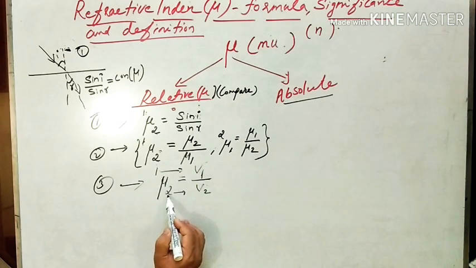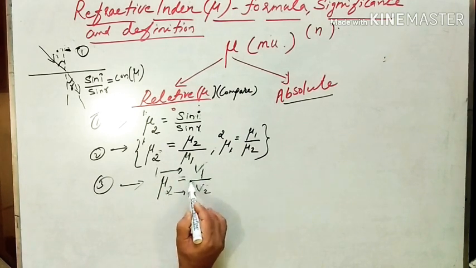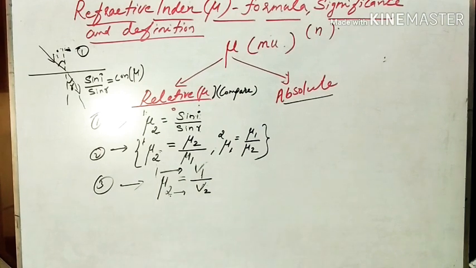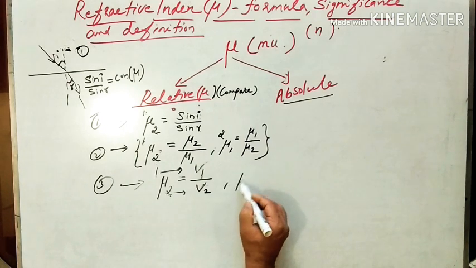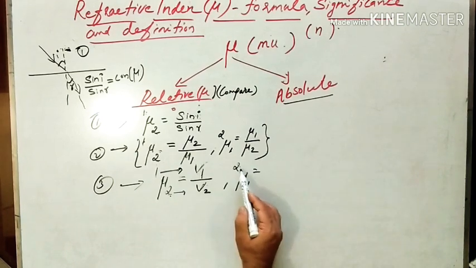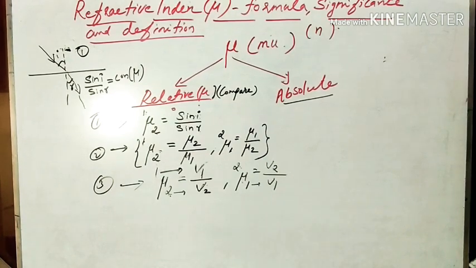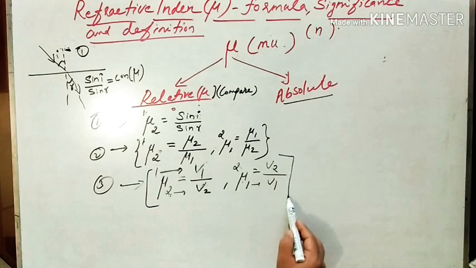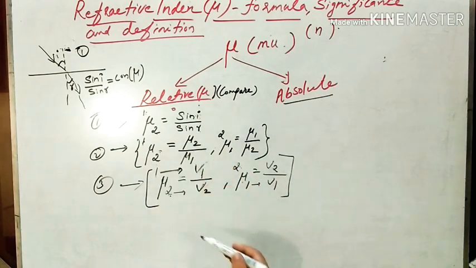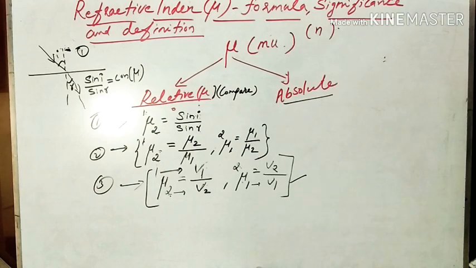So the refractive index of second medium with respect to first medium, the speed of light in first medium divided by speed of light in second medium. Okay, then how do you write refractive index of medium 1 with respect to 2? Very simple, speed of light in medium 2 divided by speed of light in medium 1. So this way the relative refractive indices can be defined or related in terms of speed of light in medium 1 and 2.